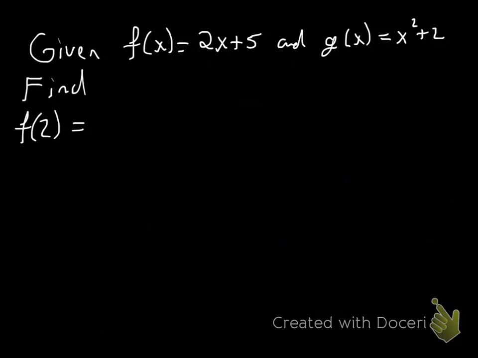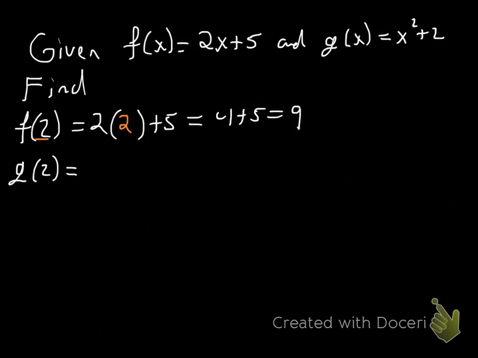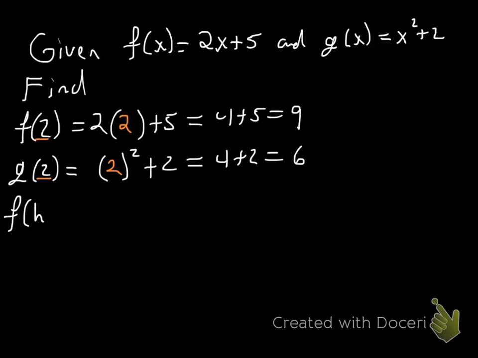The f function takes input, which is the x, multiplies it by 2, and adds 5. So if we give it a 2, we're going to multiply the 2 by 2 and then add 5, and we'll get 9. Now if we feed 2 to g, g is going to square its input and then add 2 to it. So 2 squared is 4, plus 2 is 6.